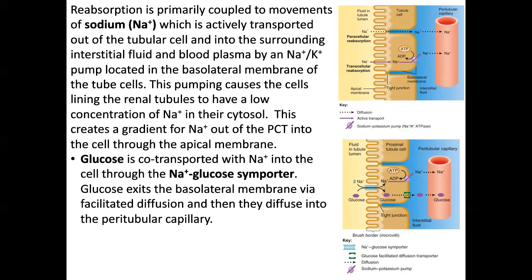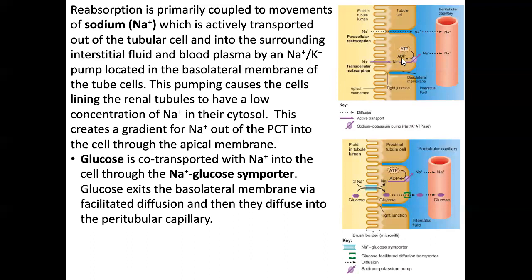We are actively transporting sodium out of the tubular cell and into the surrounding interstitial fluid and blood plasma by the sodium potassium ATPase pump. It's located right here in what we call the basolateral membrane of our tubule cells. Which means that we're always pumping sodium from where it's low to where it's high, because we're using ATP and it's a pumping mechanism.